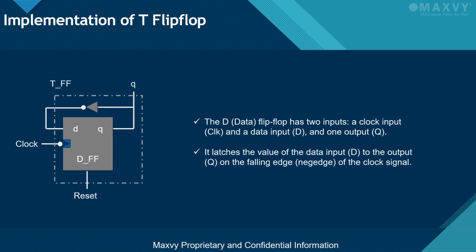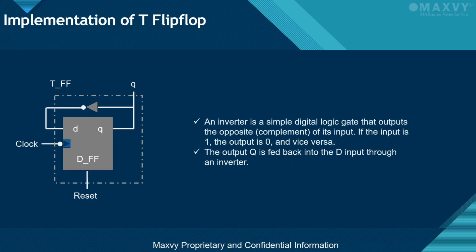An inverter is a simple digital logic gate that outputs the opposite of its input. If the input is 1, the output is 0, and vice versa. Here, the input of the inverter is connected to Q and the output of the inverter is connected to the D input of the flip-flop.